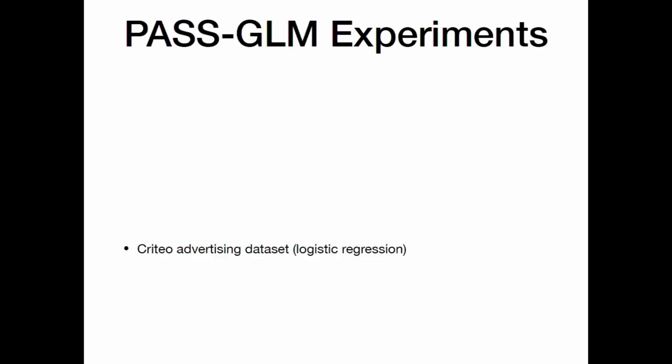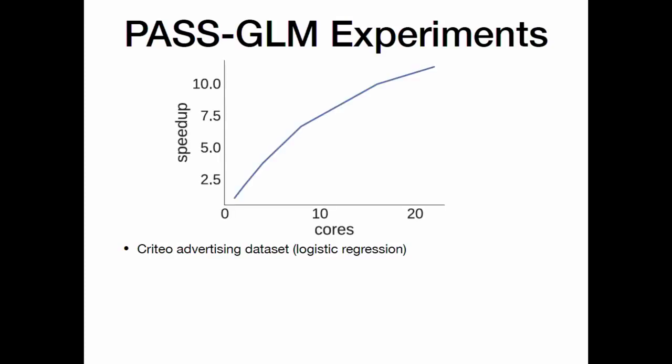Here's a taste of the experiments in the paper. We ran this on a Criteo advertising dataset that's publicly available. It's just binary classification, so we used logistic regression. We got almost linear speedup as we increased the number of cores. And this translated to being able to process 6 million observations with 1,000 covariates in just 16 seconds when we were using 22 cores.